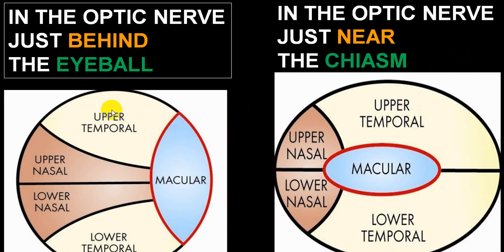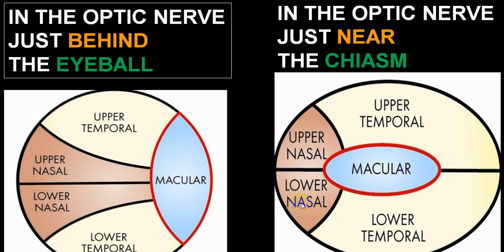And this upper field will be because of the lower retinal fiber. Lower field will be because of the upper retinal fiber. And if you look properly, this is the macular field of vision. This is for the macular field. This is in the optic nerve, just behind the eyeball.